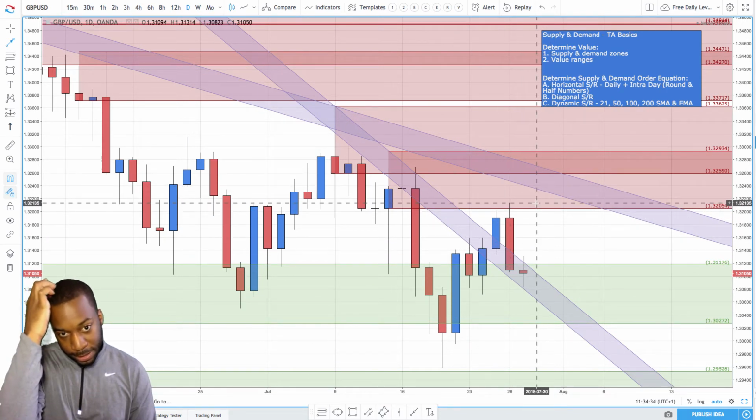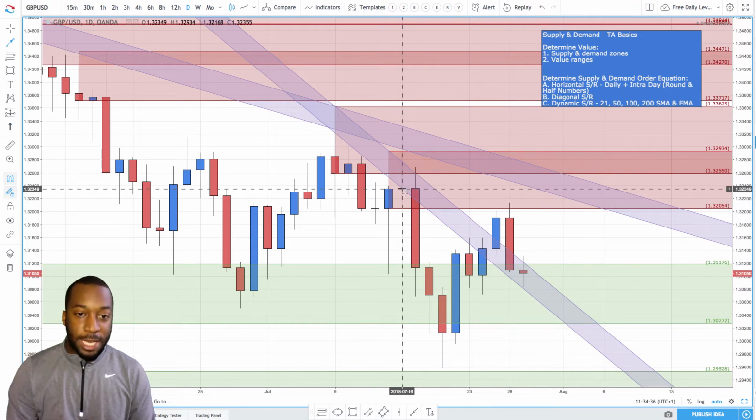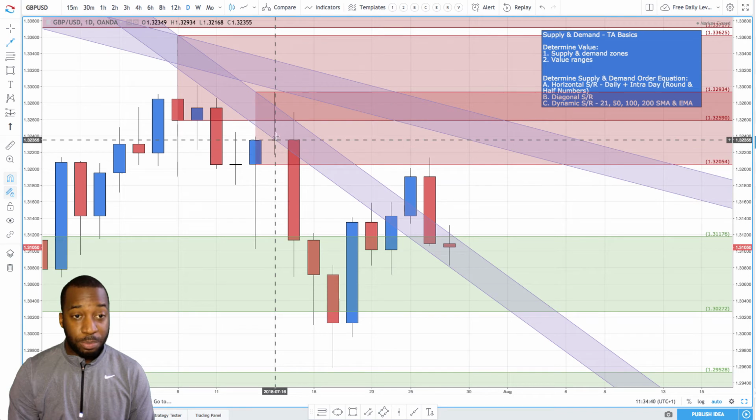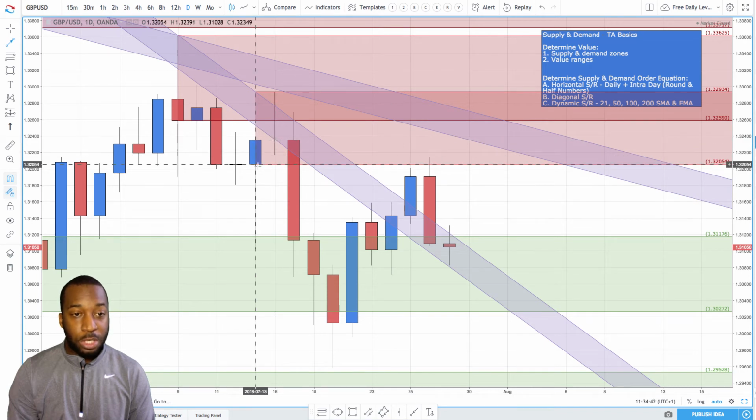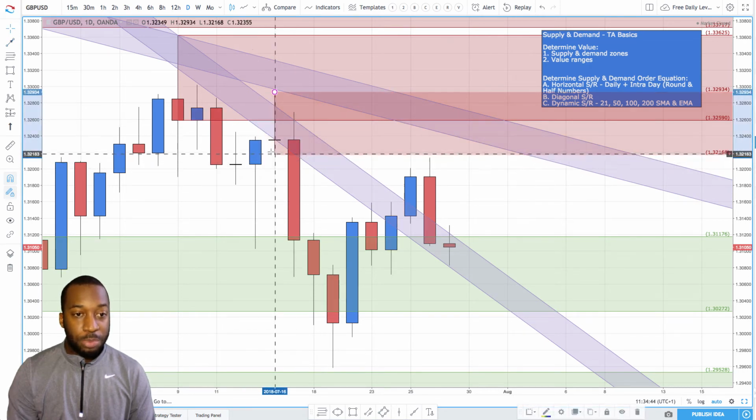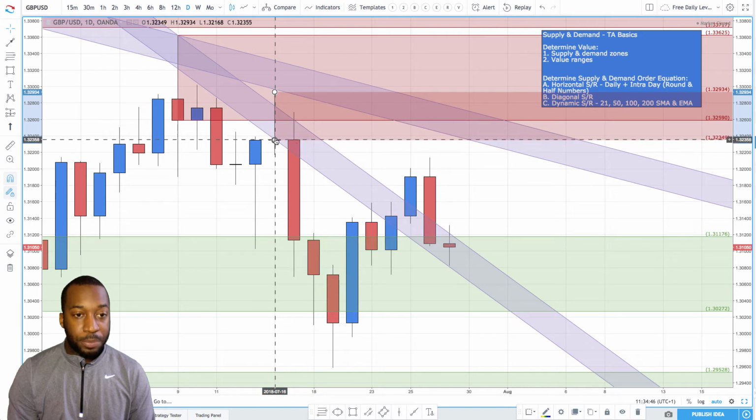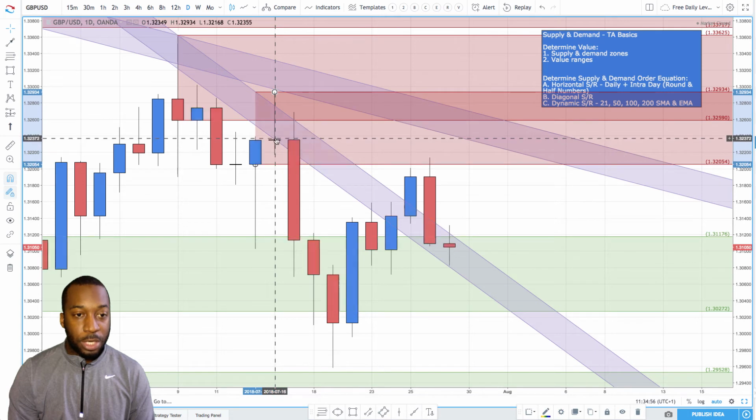Shouldn't really be admitting to this, but I assumed that this was a negative candle, right? Which actually it was positive. It was a bullish candle. It closed higher than its open. So really, what I should have done is put the supply zone right there, right? Because that was the last candle before making lower lows, but I assumed that this was a negative candle.